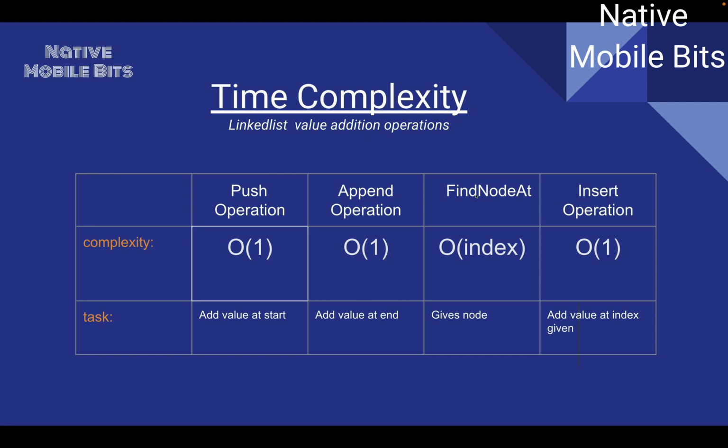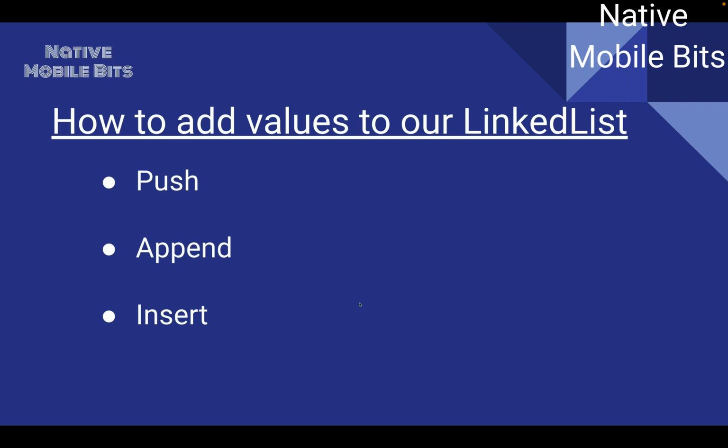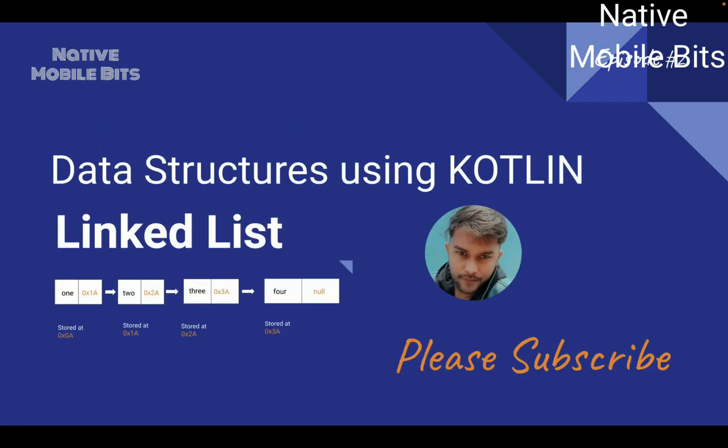But the complexity inside this function find node, when we find the particular node, so we go through the loop again and again till the time we reach the correct node which we are trying to find with the help of this index. So there the complexity depends on this index, like how many times we traverse through the loop, and it just gives us the node. So guys, this is our linked list implementation, and for now we have implemented all the operations which can help us to add values inside our linked list, and in the next part we will cover how we can remove an element from our linked list.